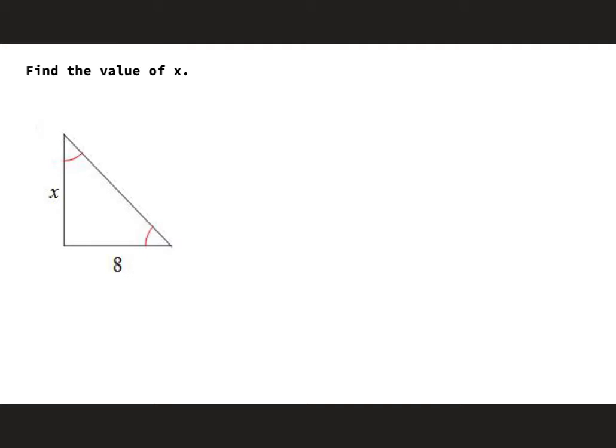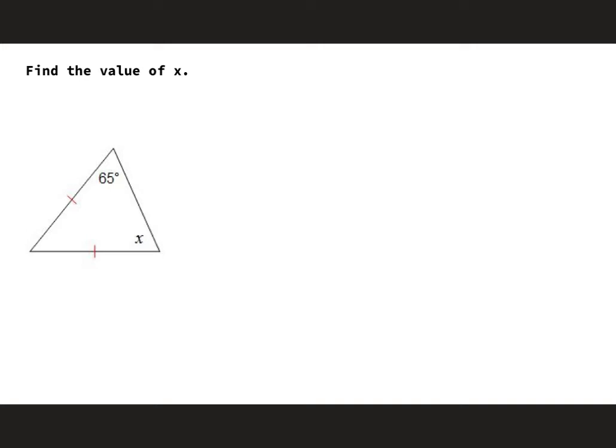So here in our diagram, we are told that these two angles are congruent. So these would be considered the base angles, which means that the two legs are also congruent, making this an isosceles triangle. Therefore, x has to equal 8.